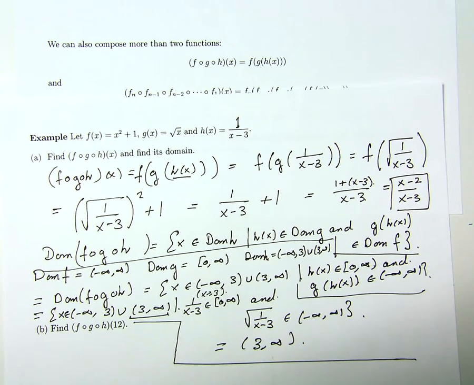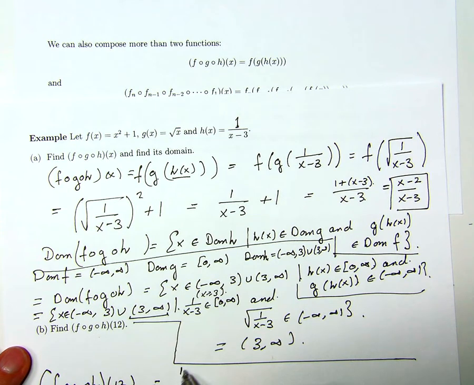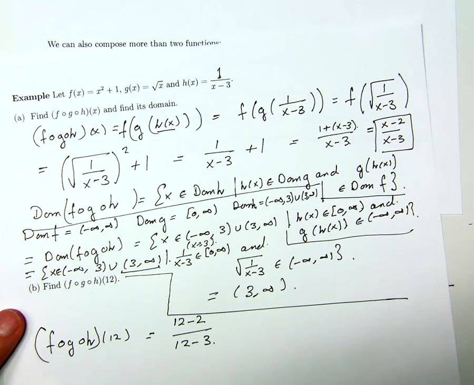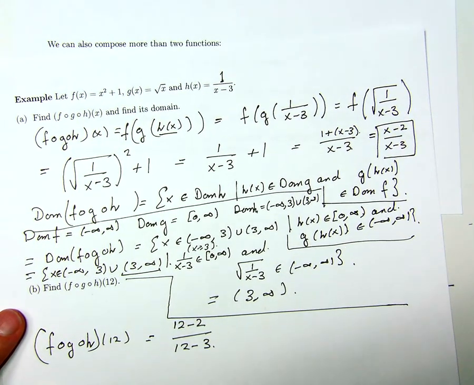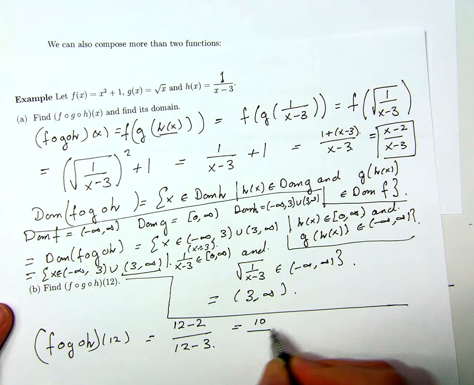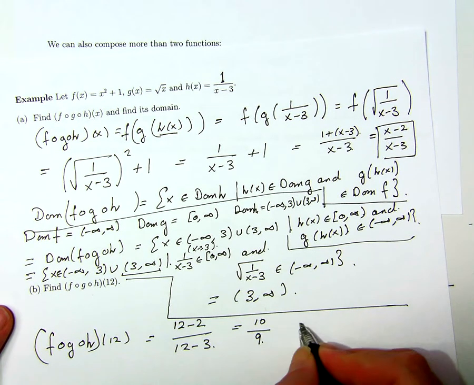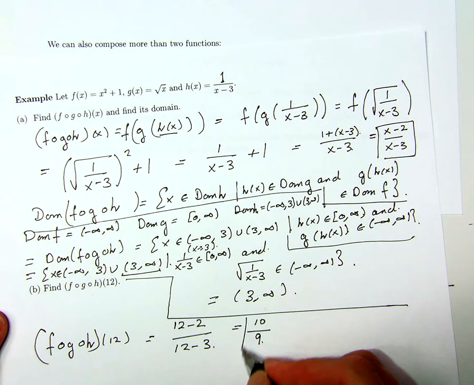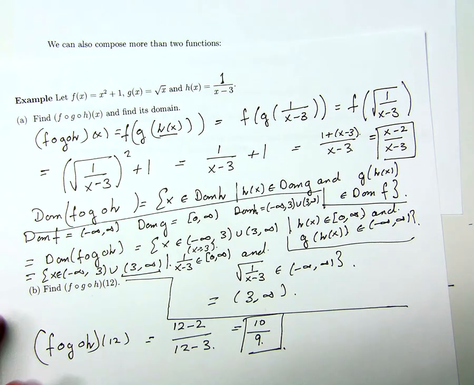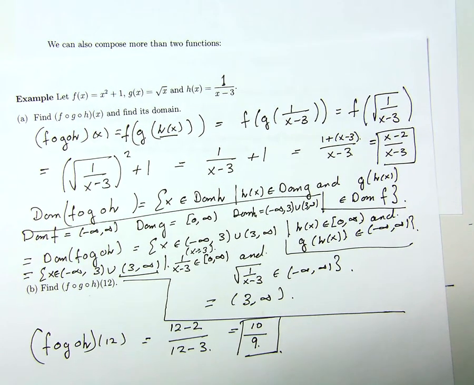Okay, I suppose I want to calculate f after g after h of 12. Now I did have a formula there, so I have f after g after h of 12 is equal to 12 minus 2 over 12 minus 3, according to this formula that I derived. And that's equal to 10 over 9. And that's it. f after g after h of 12 is 10 over 9.